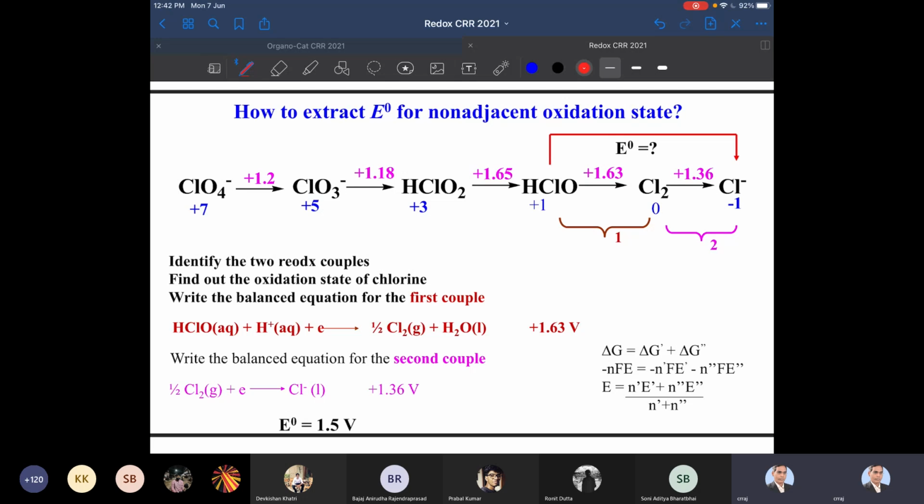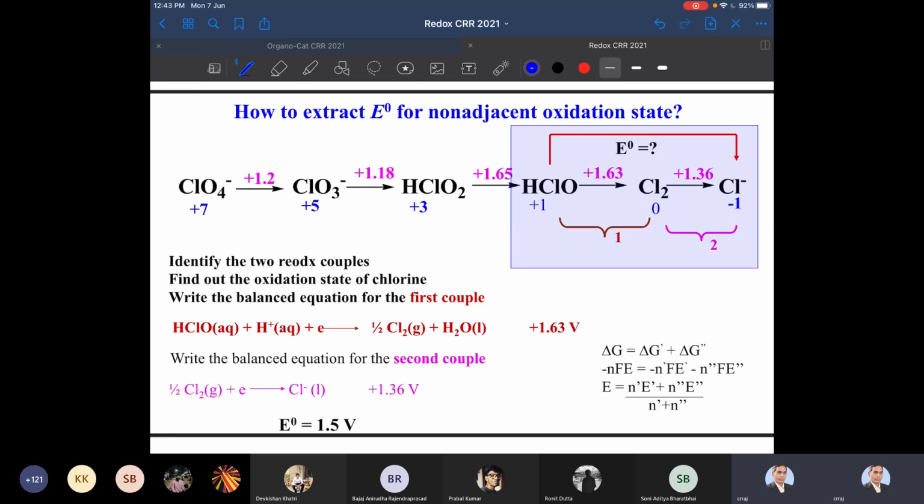Now look at this couple. Let me mark it in blue. This is the blue box; look at the blue box here. What I'm doing is HClO to Cl2 is 1.63, and then Cl2 to Cl minus is 1.36. Now what I need is the potential of HClO to Cl minus.